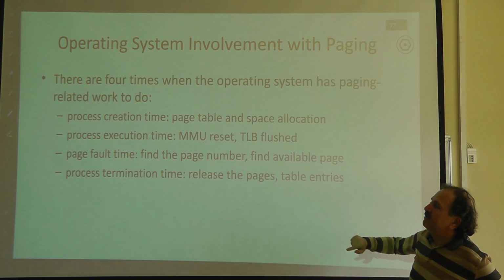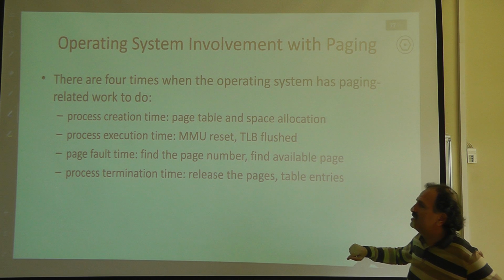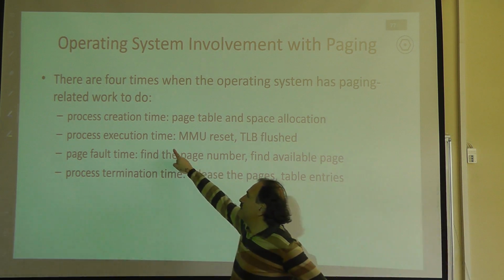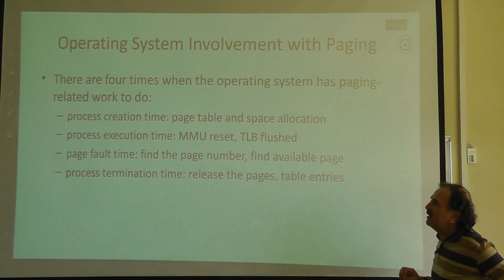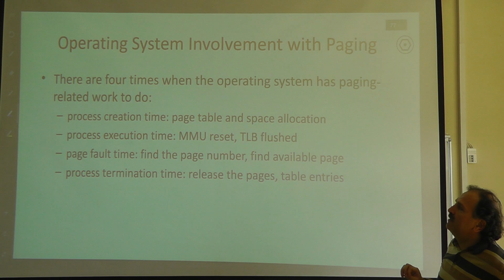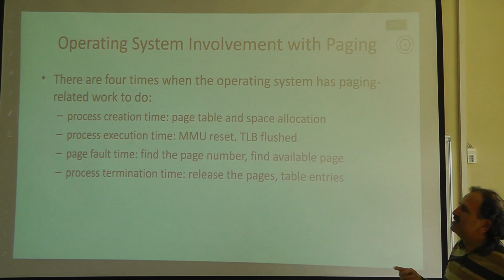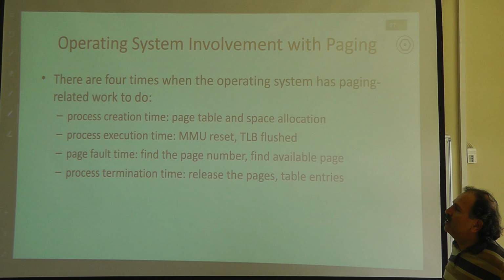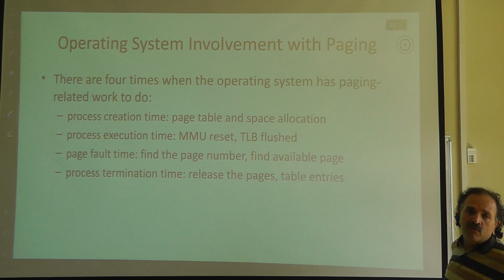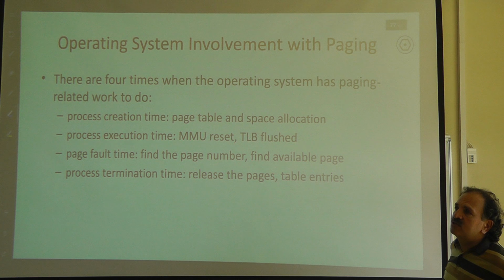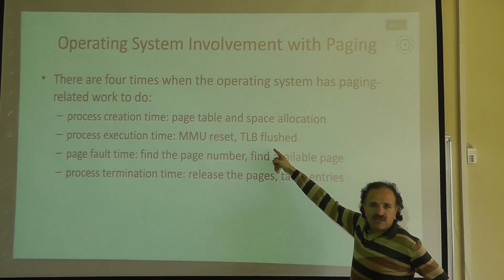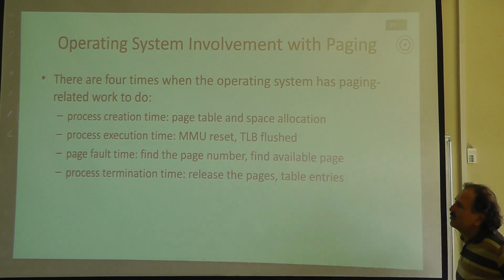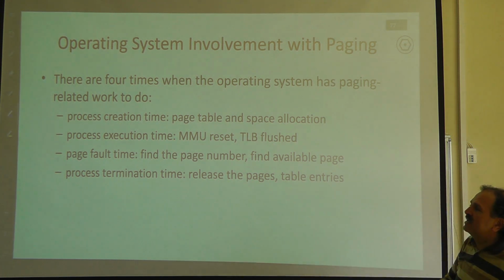The second time the operating system deals with the paging is process execution time. When the interrupt happens, preemption occurs. When you are switching between the processes during the execution time, you need to reset the MMU, the memory management unit, so that it resets all of its pages and that kind of stuff. And the TLB has to be flushed. And these are all done by the operating system. This is the second function of the operating system with the paging.